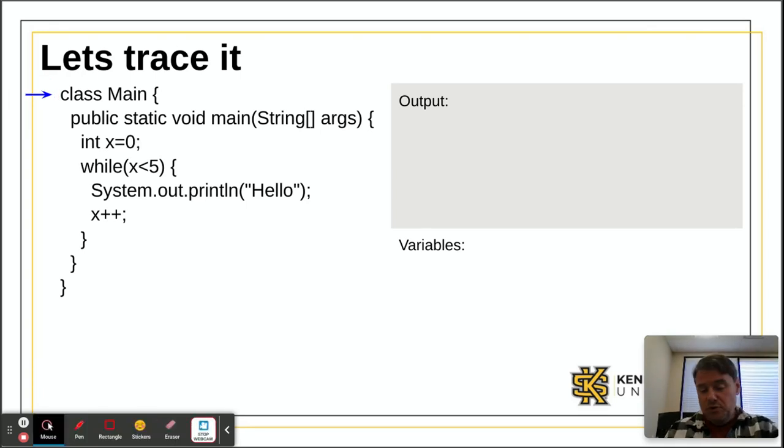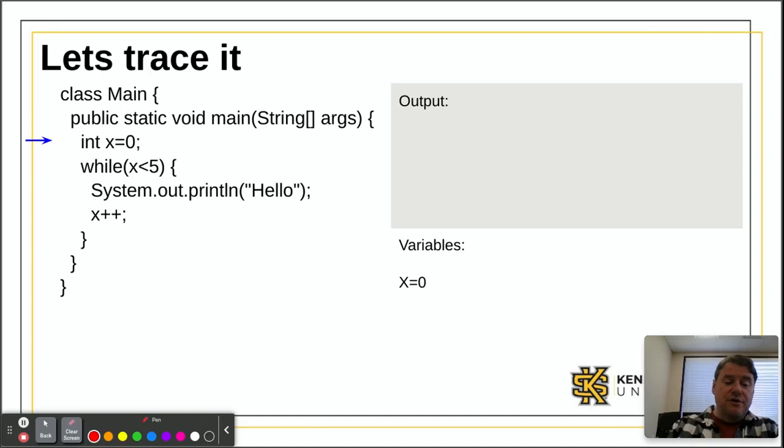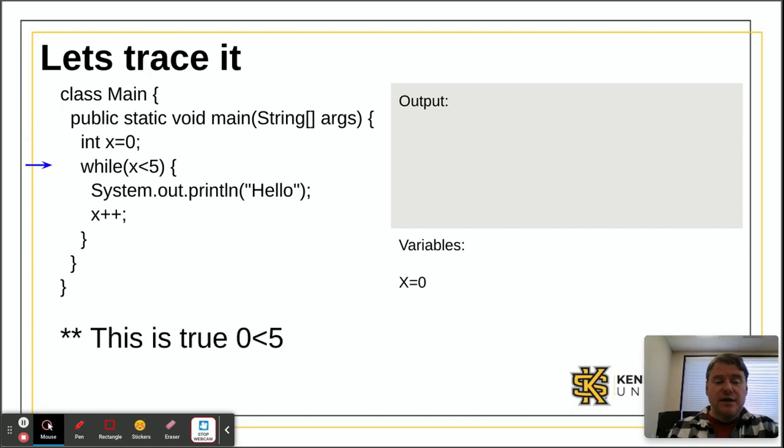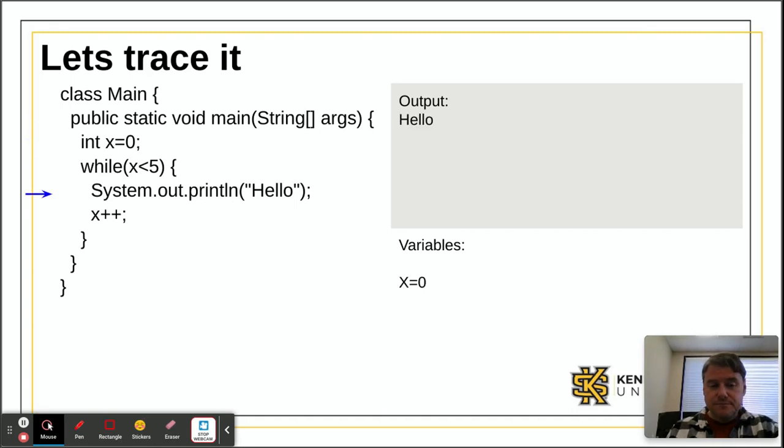So at the moment, we're looking at class main, and that doesn't really do much of anything. So then we're going to move on and we're going to begin our main method. And this is how code execution works. You start at the main method. Okay, so the very first thing that happened here was that we got a variable x and we set it equal to 0. So we're keeping track over in our variables that we have an x and it is now equal to 0.